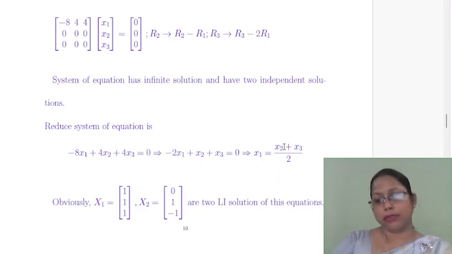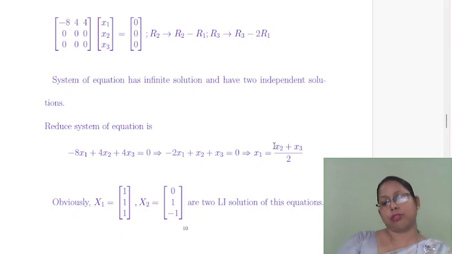Another eigenvector is obtained by taking x2 equal to 1 and x3 equal to minus 1. Then x1 is 0. Since these two vectors are not scalar multiples of each other, they are linearly independent. So these are the linearly independent eigenvectors corresponding to the eigenvalue minus 1.